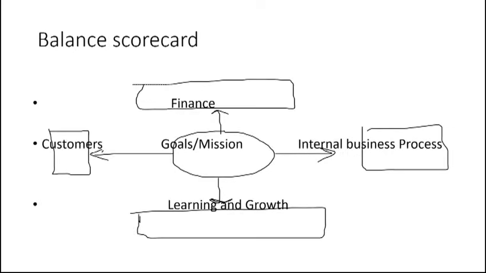This is the chart I have for that. Your goal and mission is a central focus. From there, you see what the finance feedback is, what your internal business process feedback is, and your customers. You check the records, you check the feedback. From there, are you learning and are you growing from it?